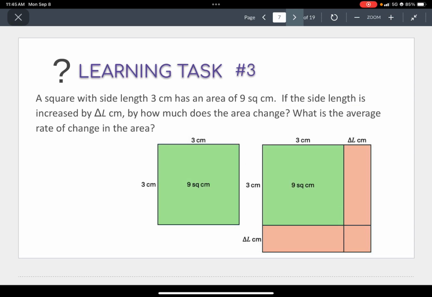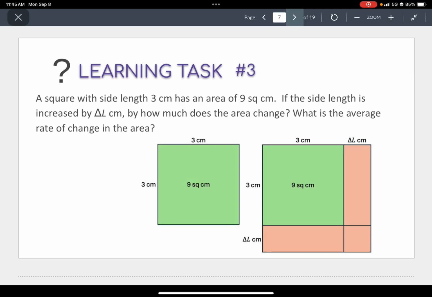Now we move on to learning task 3. A square with side length of 3 centimeters has the area of 9 square centimeters. If the side length is increased by delta L centimeters, by how much does the area change, and what is the average rate of change in the area? Again, very similar to learning tasks 2 and 1.